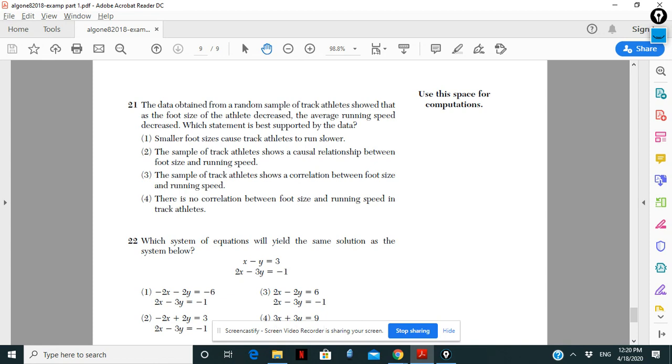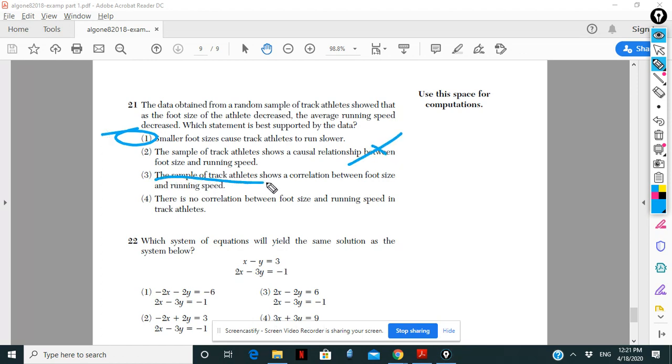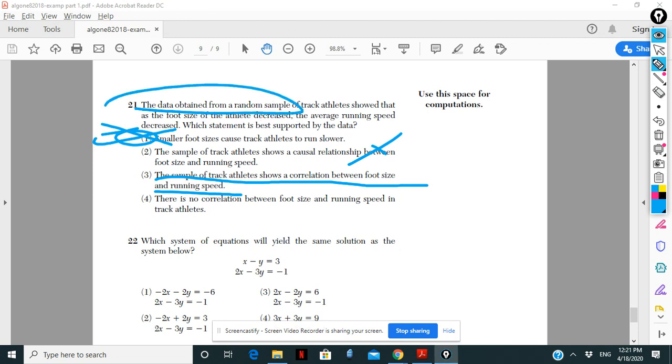So maybe I'm confused now, but I'm going to highlight it. The sample shows a causal relationship between foot size and running speed? No. The sample shows a correlation between them? Yes. So here it's about the whole population, and I'm talking only about a sample. So it's 3.